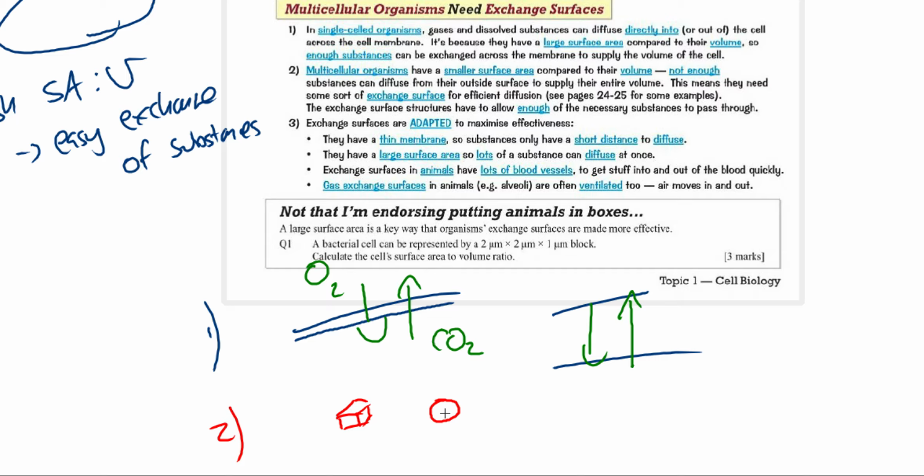And finally, gas exchange surfaces in animals are often ventilated too. This allows air to move in and out very quickly.